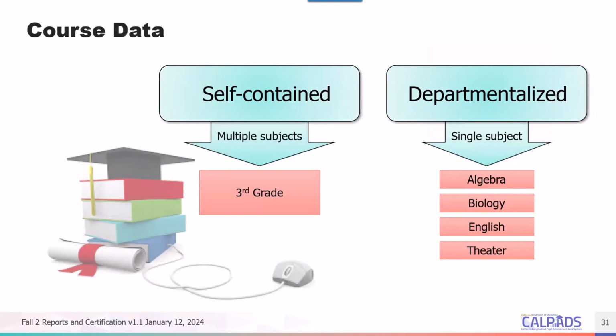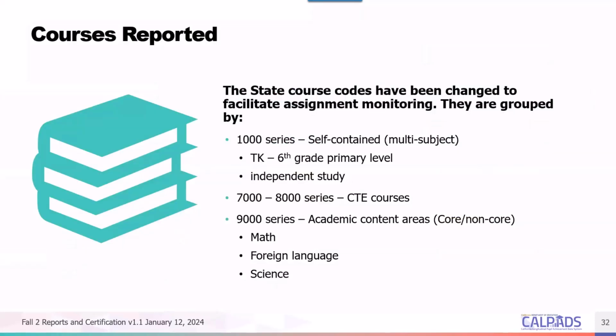Anything other than State Course Code 1000 is a departmentalized course. So when you think of something like PE or music that are often taught at elementary schools, or if you have an art class, they would be departmentalized courses. They have their specific state course code. 1000 is the only self-contained course code. So if you're at an elementary school, basically all your teachers are probably going to be 1000. We don't have a first grade, second grade, third grade state course code. They're all self-contained.